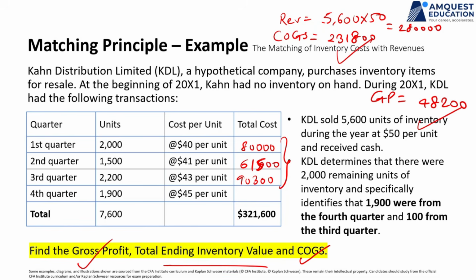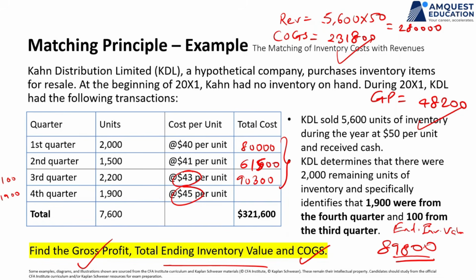What is the remaining value of inventory? You have 100 units left here and you have 1,900 units left here. So 100 multiplied by 43 and 1,900 multiplied by 45. So 1,900 into 45 plus 100 into 43, 89,800 is the ending inventory value. Perfect. So those are your three answers that we are looking at.